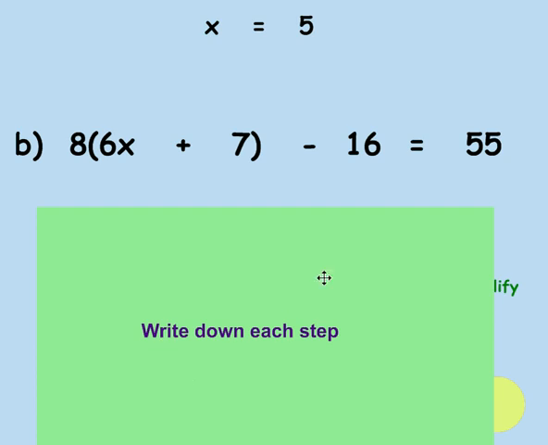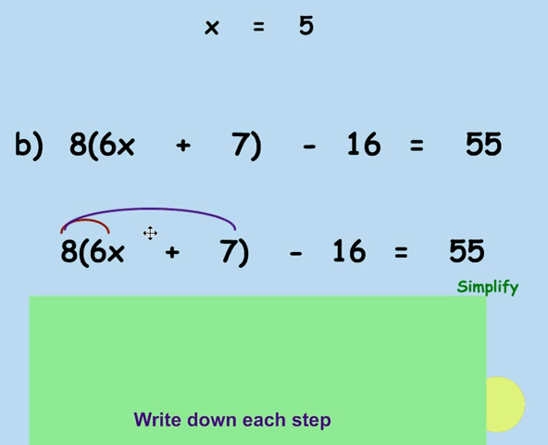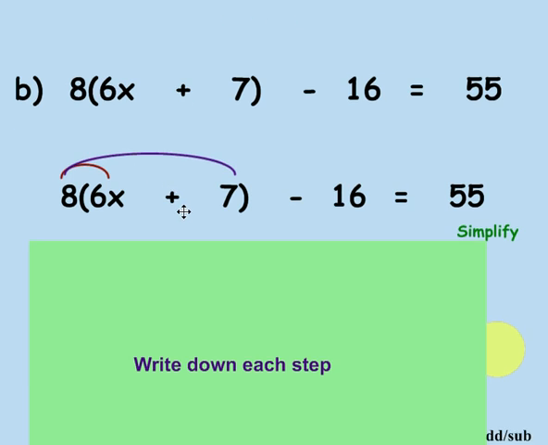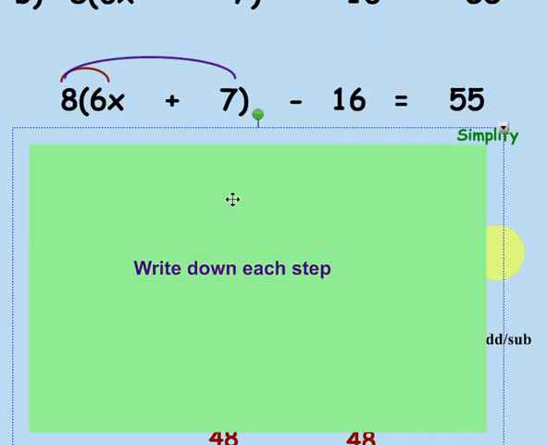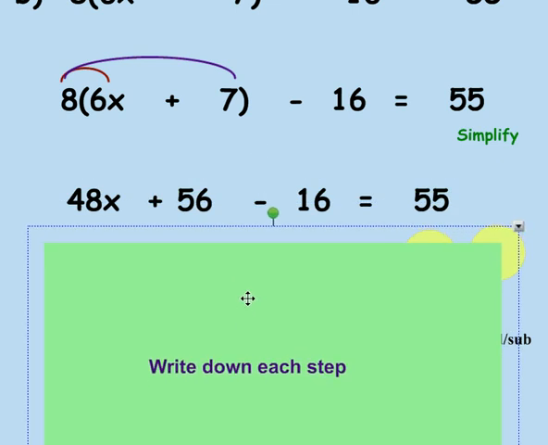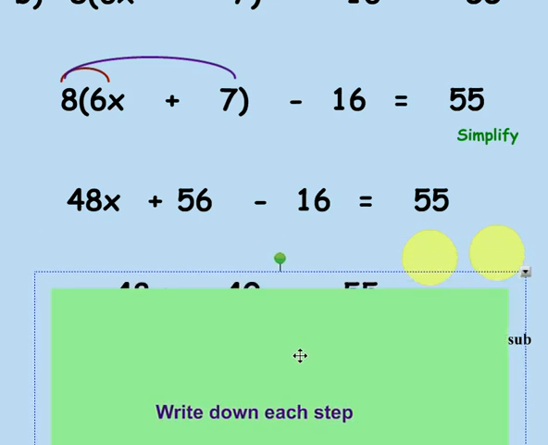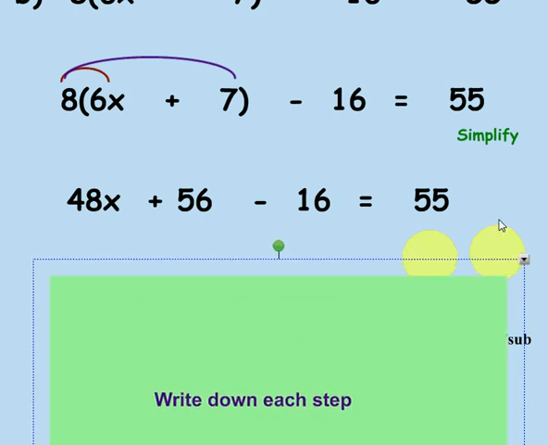This one right here, the first thing that you probably have done is use the distributive property. Now, again, there are going to be some other steps that you can do. You still get the right answer, but it's probably better to do it in this practice method right here. So I'm going to multiply out, and I'm going to get 48x, and 8 times 7 is 56. And I've got it equal to 55.